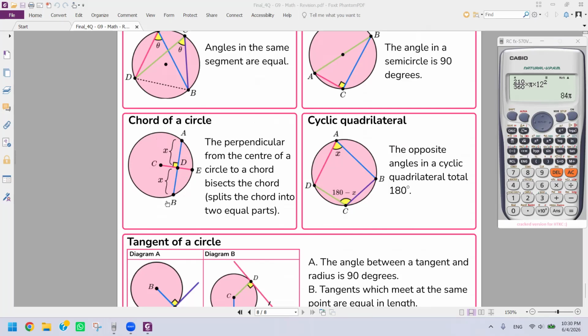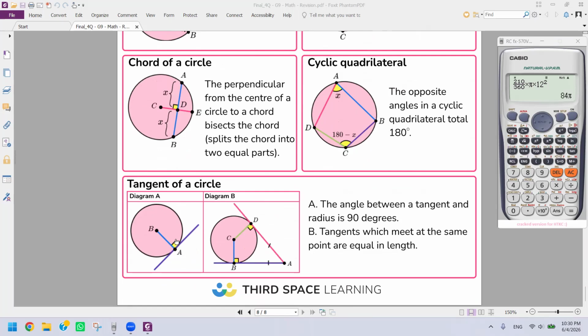Now we said if I have a chord and the line comes from the center, cuts it into half, it will make a 90 degree. Then cyclic quadrilateral: when you have a quadrilateral inside a circle, we know that the quadrilateral's angles add up to 360. But here, what do we know extra? We know that opposite angles add up to 180. So this angle plus this angle is 180. This angle here plus this angle here, if you add them together, it should be 180. Like opposite angles, if you add them, it's 180.